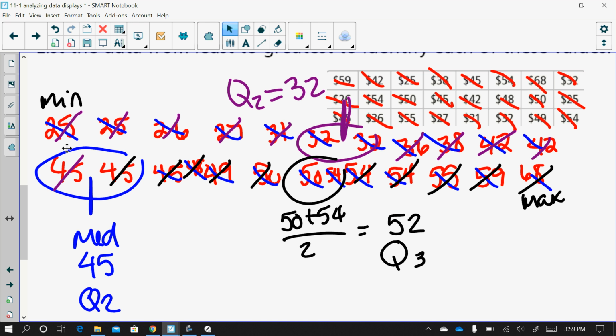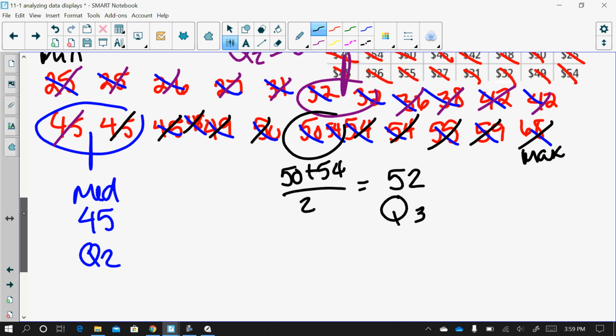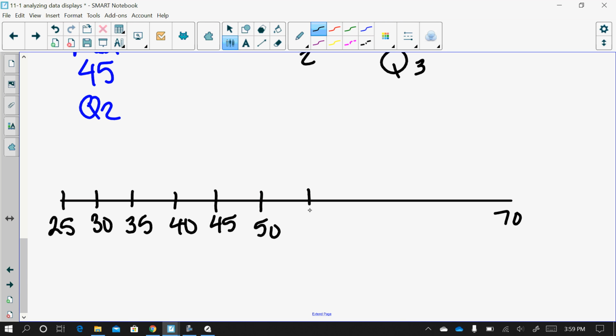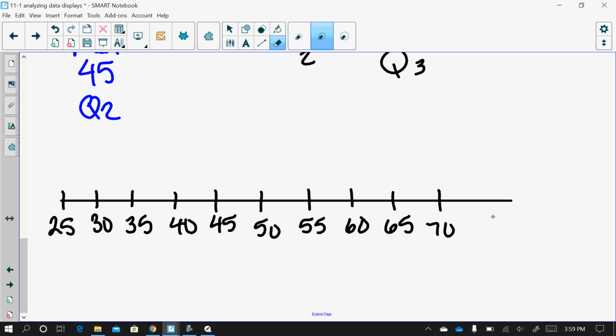So I need something to go by. 5s might be a good idea to go by. I'm going to start with 25 and I want to get up to 70. So 25, 30, 35, 40, 45, 50, 55, 60, 65. Actually, I'm just going to put 70 right there just to make it a little nicer.